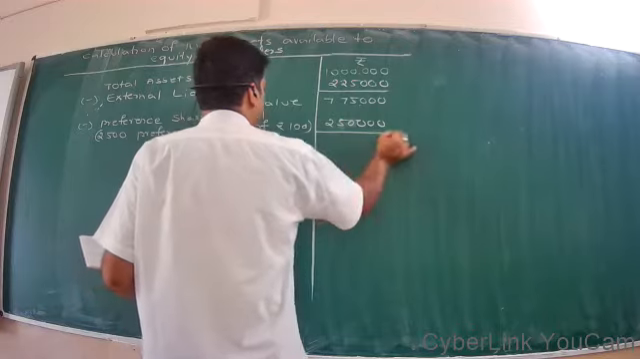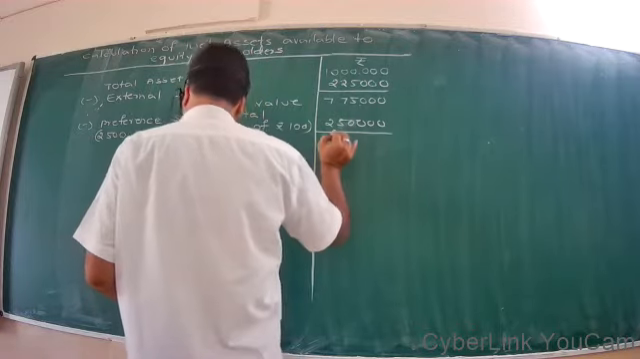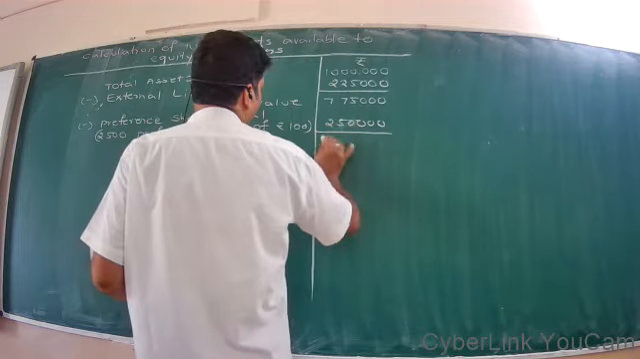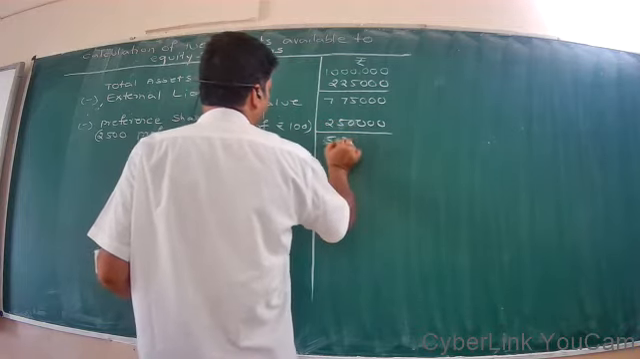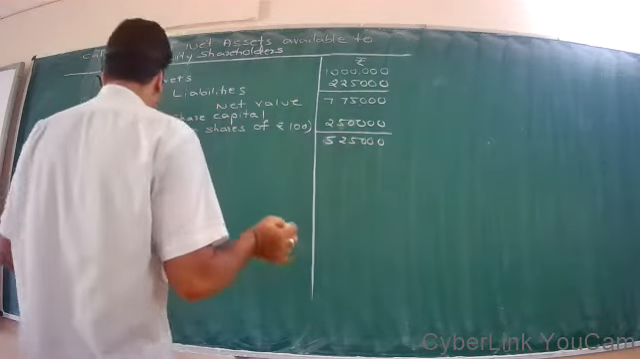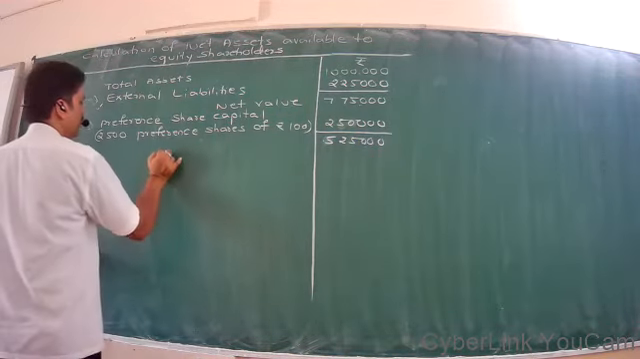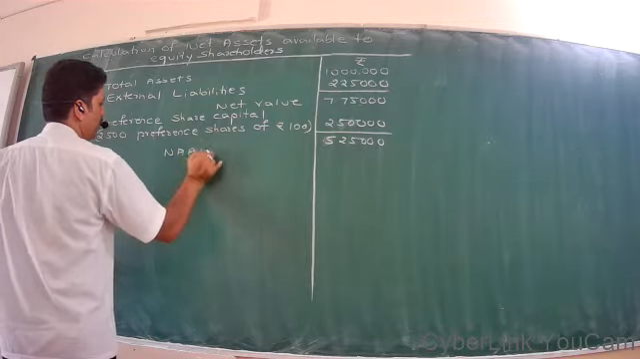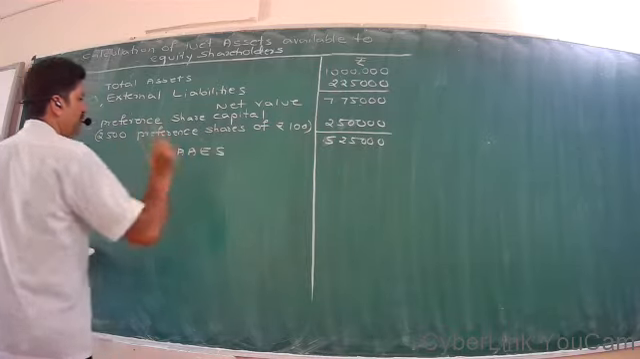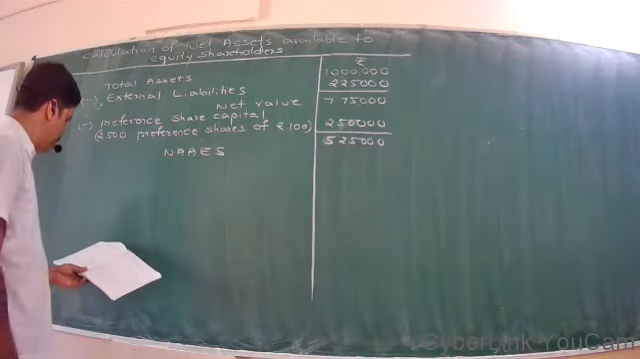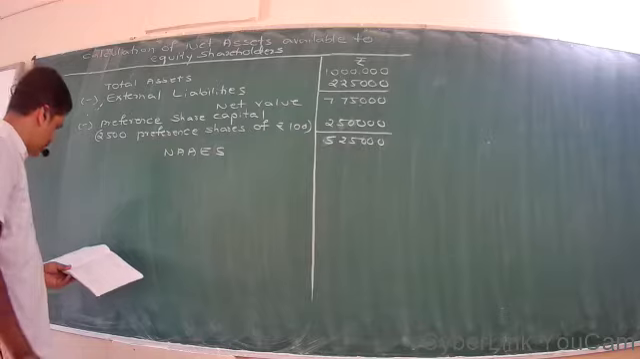Deduct this one. The remaining amount is 5,25,000. So it is the net assets available to equity shareholders.